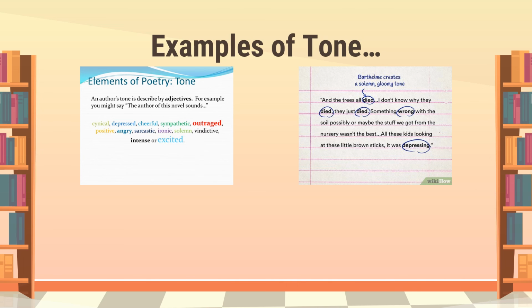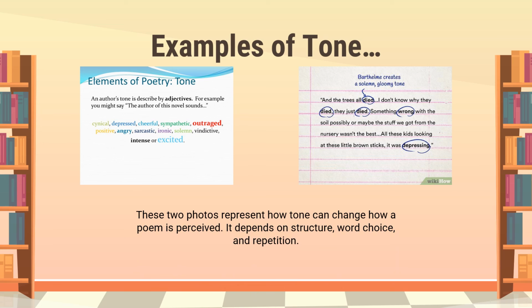And there's also another example. And all the trees died. I don't know why they died, they just died. Something went wrong with the soil, or possibly maybe the stuff we got from the nursery wasn't the best. All these kids looking at these little round sticks, it was depressing. This one is obviously representing death and the mournful loss of a tree.